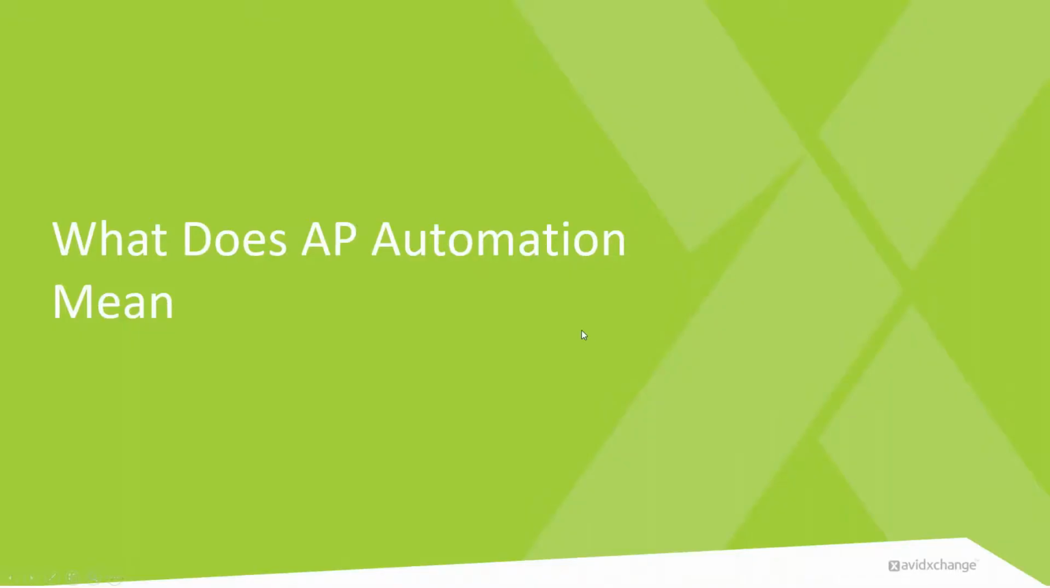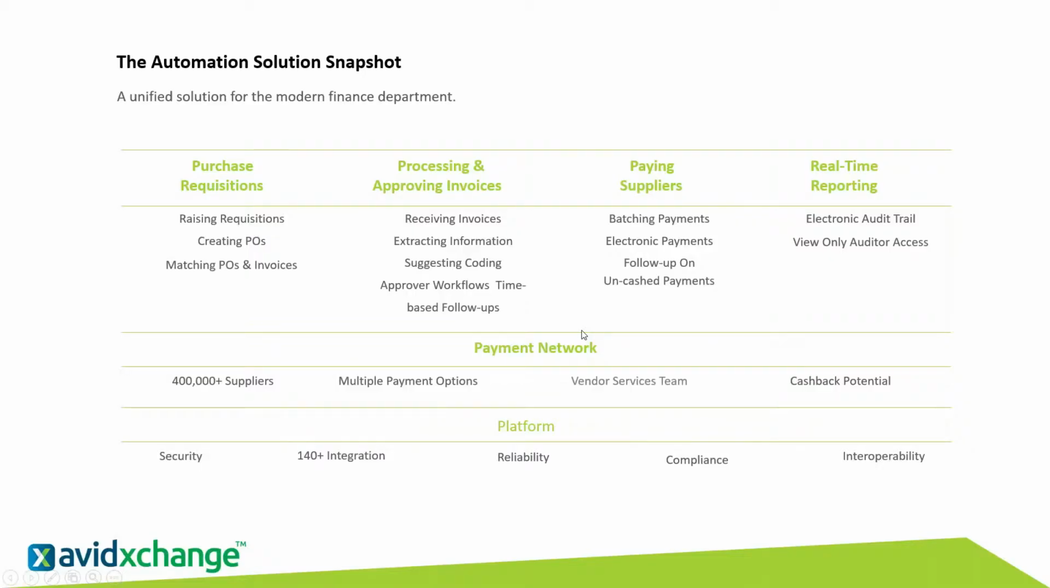So what is AP automation? Really a snapshot here, and I'm going to go through this slide a little quicker. What we look at is a unified solution. So a way for purchase orders to work with your purchase order solution instead of having two dual records, two systems of record. Being able to receive invoices, extract that information, put it into a workflow and get it into your ERP.